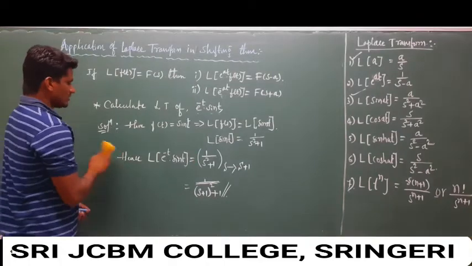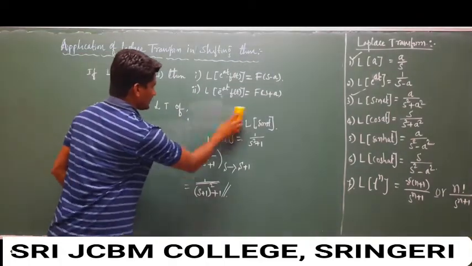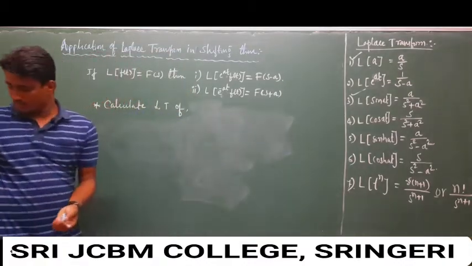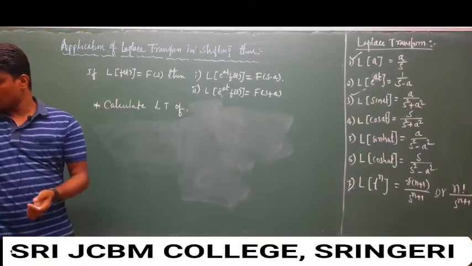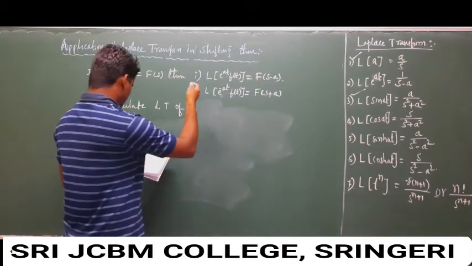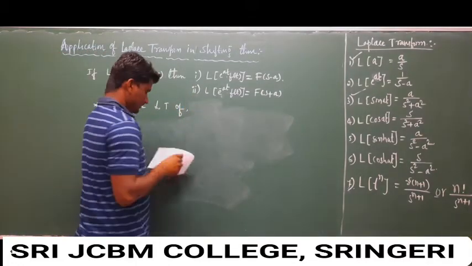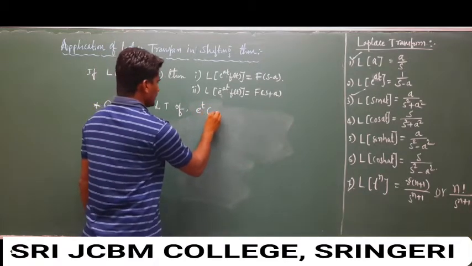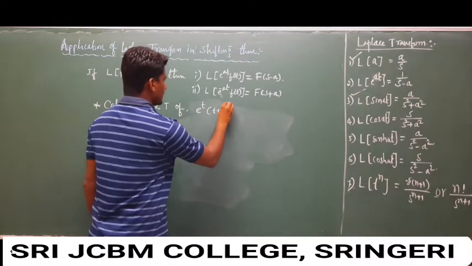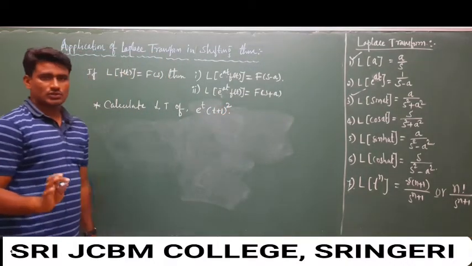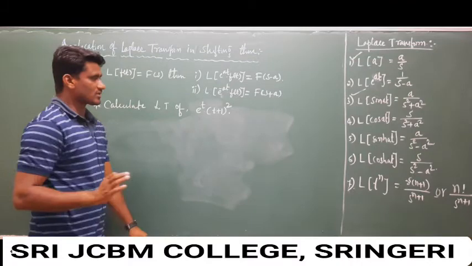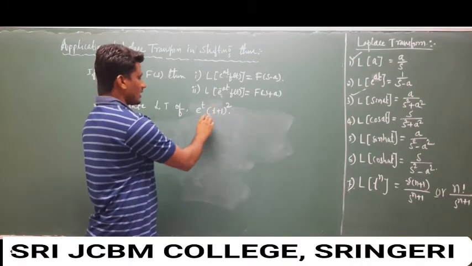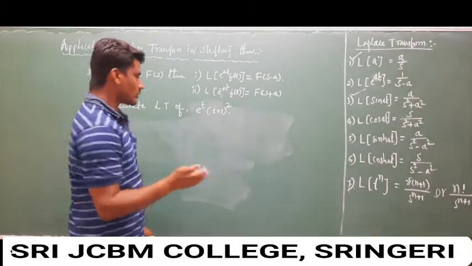Let us take some other examples. Calculate the Laplace transform of e to the power t times (t plus 1) whole square. Very simple, we just have to compare with the shifting theorem. So we have e to the power t, and f of t is given as (t plus 1) whole square.